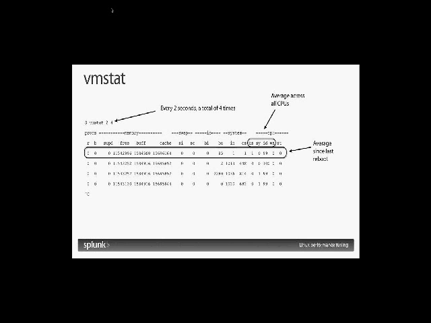I realize that these days most everything has multiple cores. And the mpstat command that I was talking about actually will show you for each CPU.